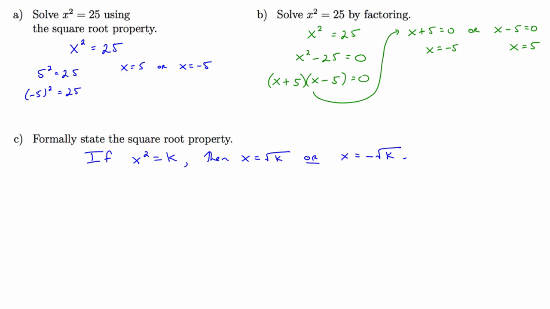In either case, though, we would want to finish off with a conclusion. At a minimum, we could state our solution set. And the solution set, whether we solved it by the square root property or by factoring, would be the set 5, negative 5. So that is the square root property. If x squared equals k, then x is either equal to the positive root k or the negative root k.